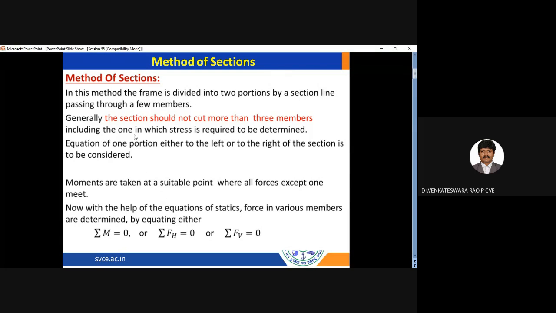Including the one in which the force is required to be determined. Sometimes we may need to find one member force, let us say somewhere in the middle. But for that one member force, we cannot simply cut one member. We may need to cut another two members which we do not need to calculate. Even then, it is supposed to be done, and only then can the truss be divided into two portions. Notice, I am not saying two equal portions, just two portions.